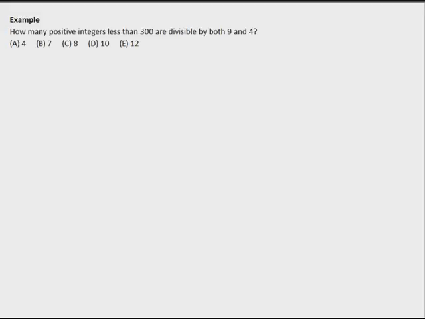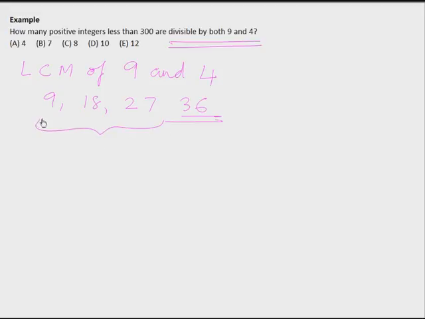How many positive integers less than 300 are divisible by both 9 and 4? So again, divisible by both 9 and 4 means that they are common multiples of 9 and 4. So what's the LCM of 9 and 4? Well, just take all multiples of 9 till you get a number that's also a multiple of 4. 9, 18, 27, 36. Yep. 36 is a multiple of 4 and the earlier ones are not. So 36 is equal to the LCM.